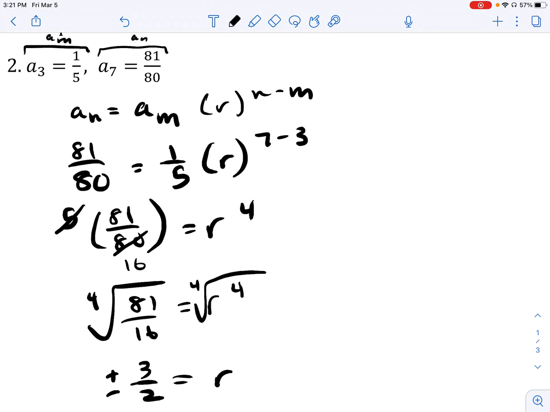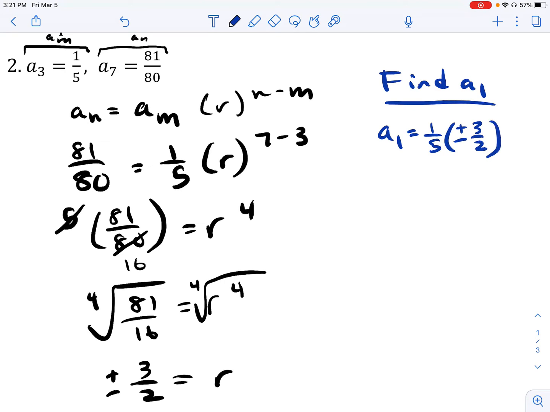Now, the next thing I want to do is solve for a sub 1. So let's find a sub 1. So what is a sub 1? To find a sub 1, I'm going to, again, use my nth term formula. So the term that I'm using is a sub 3, so that's 1 over 5. We said our common ratio was plus or minus 3 halves.